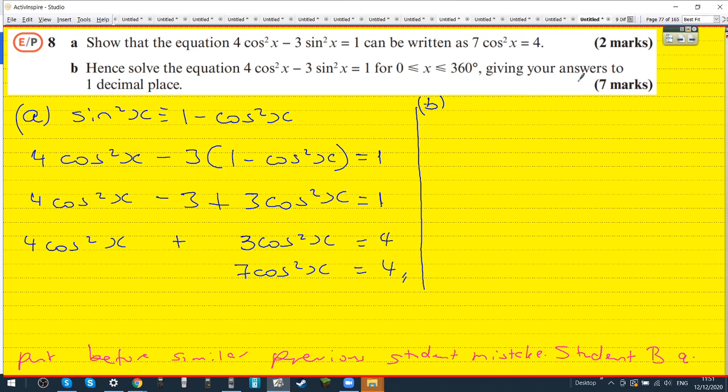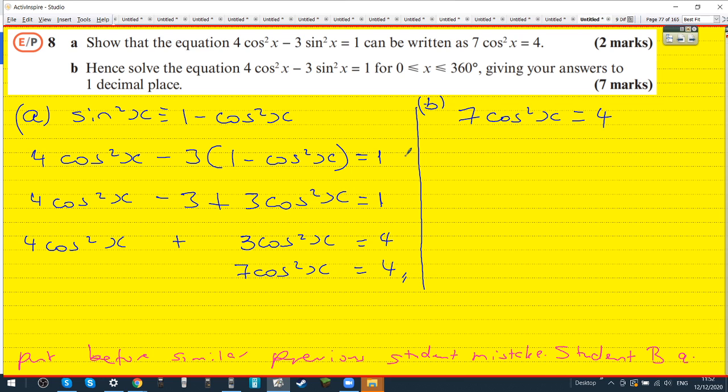Don't we already have the answer to the first part though? The second part, like half of it. We have 7 cos squared x equals 4. Solve for x. Okay. Sorry, you're correct. So we can use 7 cos squared x equals 4. It's the same question, just written a different way. And so the solutions for this one are the same as the solutions for this one. Yeah.